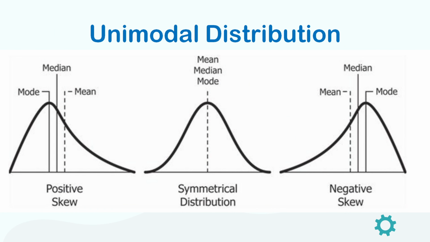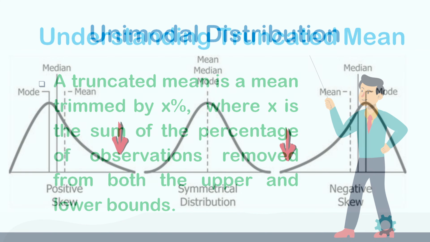For example, we have these graphs, the unimodal distribution. For the first one, it is positively skewed. It means that there are outliers to the right of the graph. And for the next one, you have the mean, median, and mode, which is symmetrical, which is a symmetrical distribution. The third one shows a negative skewness, which means you have outliers to the left side of the graph.